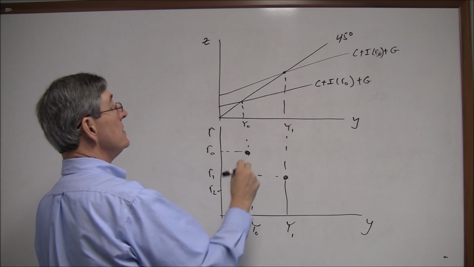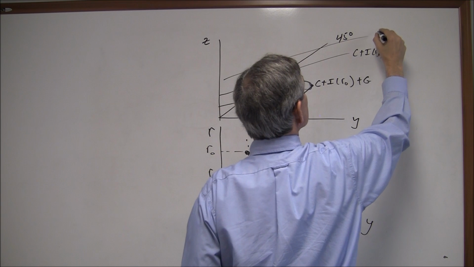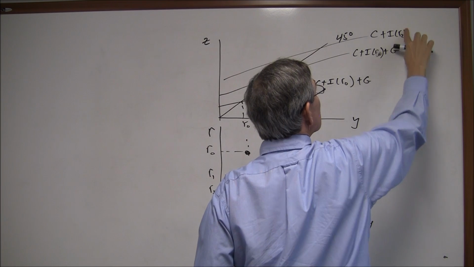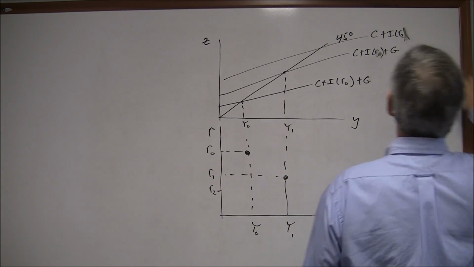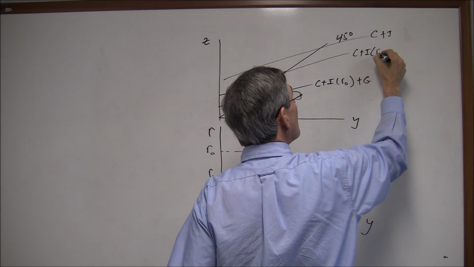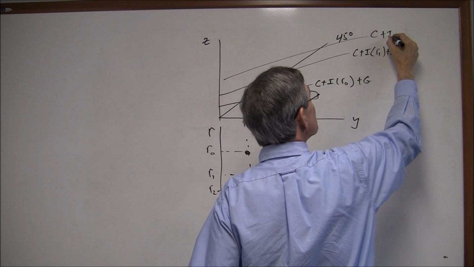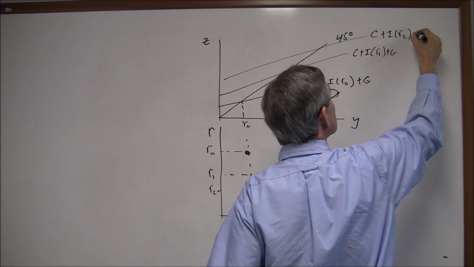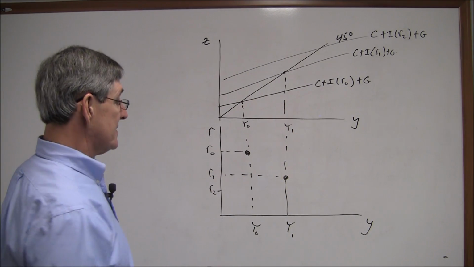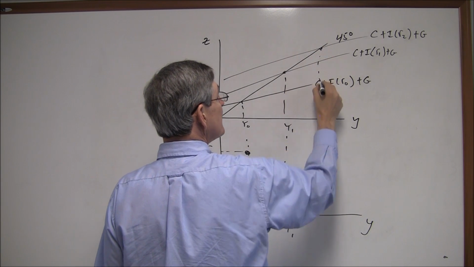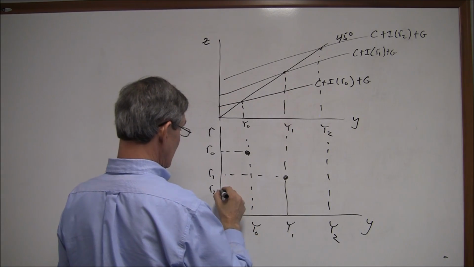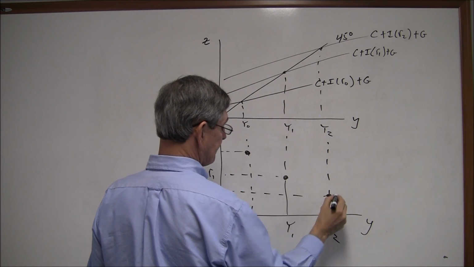D2. So at R2, this is going to go up again, C plus I of R2 plus G. Keep forgetting that parenthesis. That's pretty messy. C plus I of R1 plus G, C plus I of R2 plus G. Let me make sure that's on the screen. Yep. And so now at R2, income goes up to Y2. Find that point down here. So here's R2 and Y2.